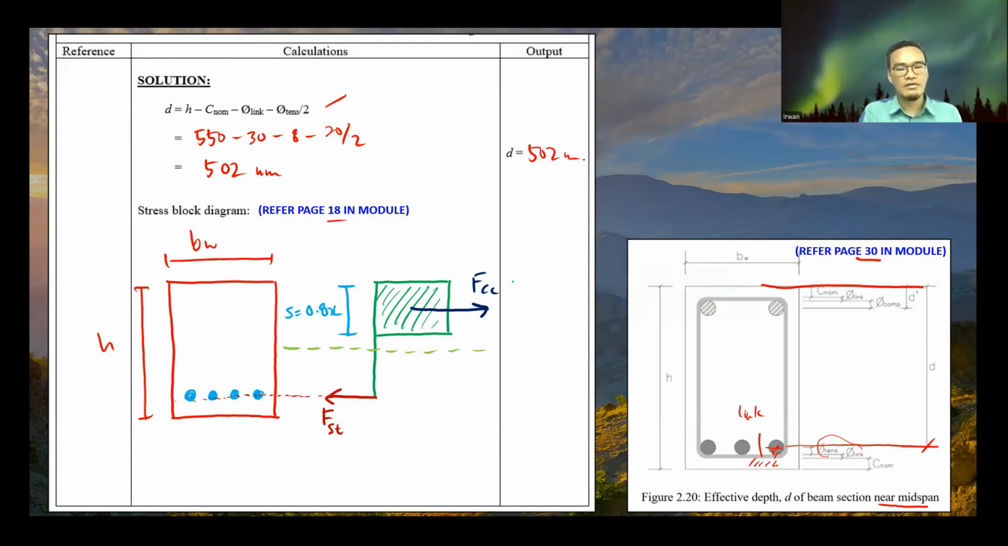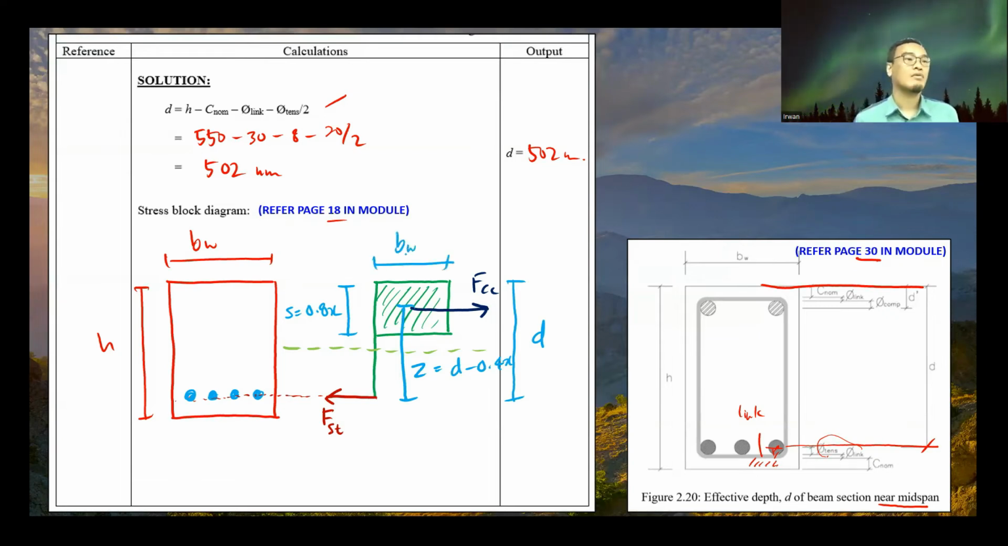So this is your D, and this is your Z. Z is here. Z is equal to D minus 0.4x. And then here is your BW. Okay, clear? Okay, so I proceed.